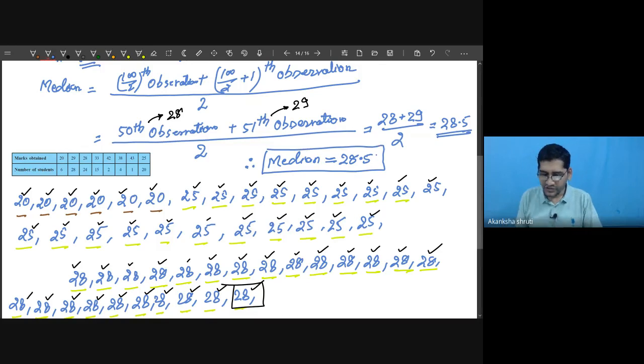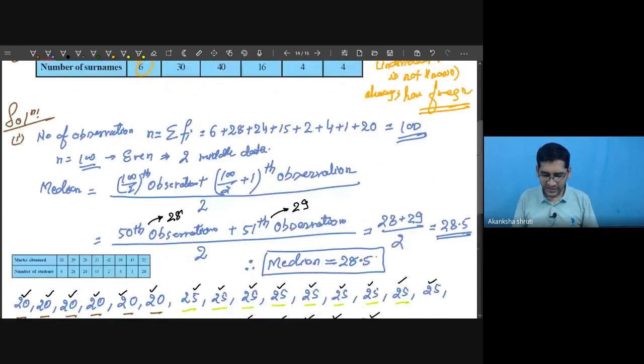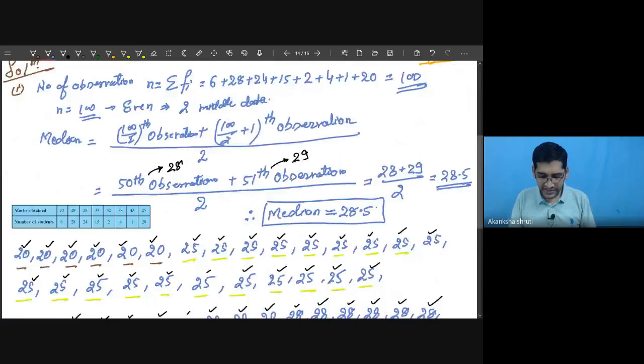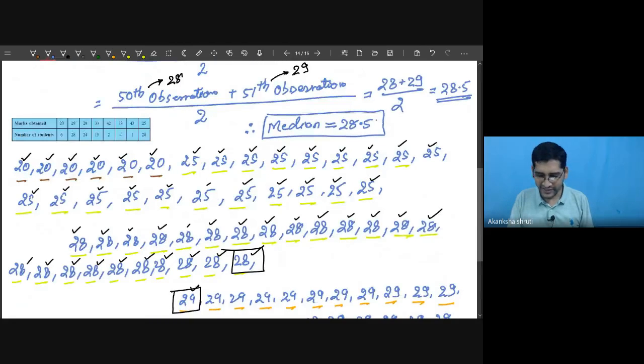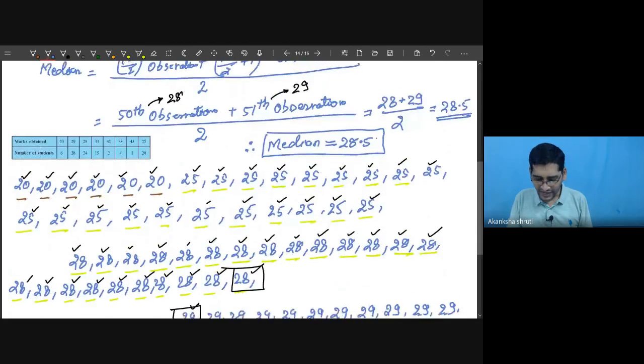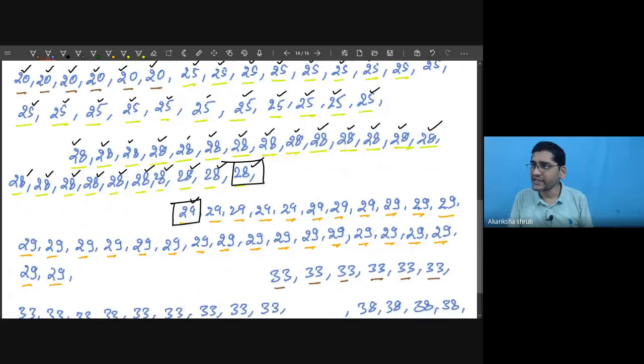Okay, students, so this is the way. For discrete data, meaning individual values where no group or interval is given, we have to arrange the data and get the middle one. This was our 50th data and this was our 51st data. Data or observation mean the same thing.